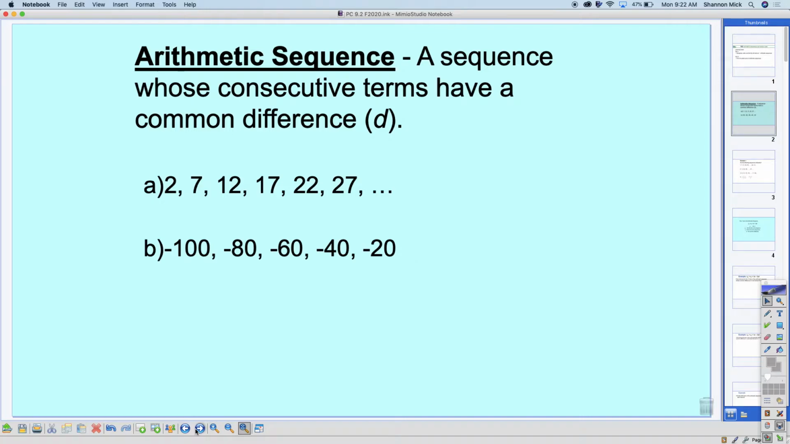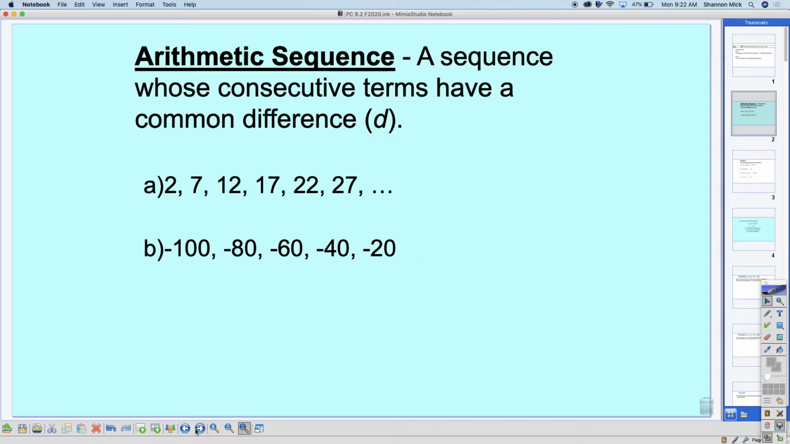And it says common, so they all have to be the same. If they are not all the same, then it is not an arithmetic sequence. Got it? That second sheet you did last week, those were all arithmetic. You subtracted or added the same thing every single time. They were really nice and easy to figure out, weren't they?